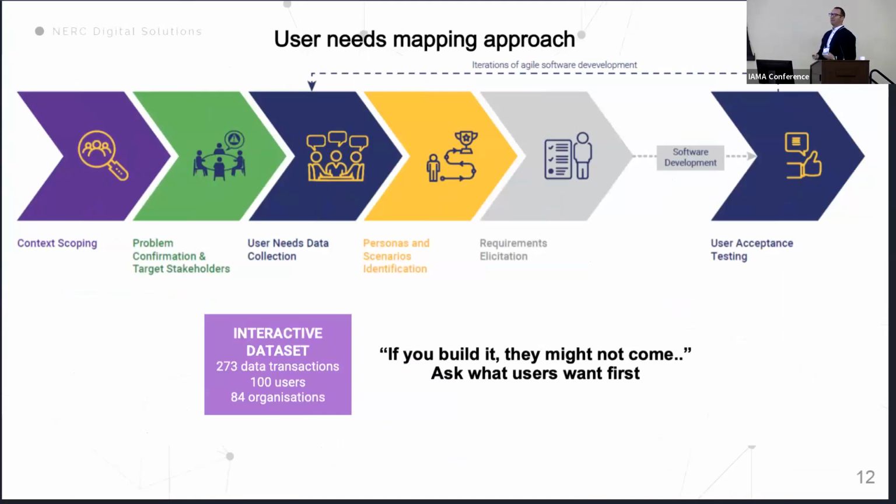We decided we wouldn't build something until we asked people what they wanted. So we're taking a user needs mapping approach all the way from context scoping through to user acceptance testing, with agile software development practices in the middle. We ended up speaking to 84 organizations, including the Environment Agency, the Department for Environment, Food and Rural Affairs, the health sector, local councils. No private sector organization wanted to speak to us, but we're following up with them through interviews.